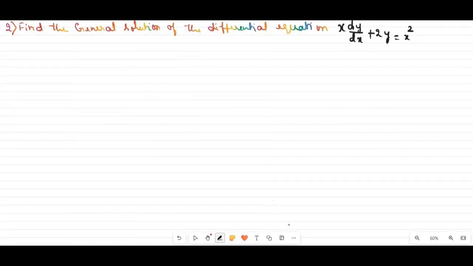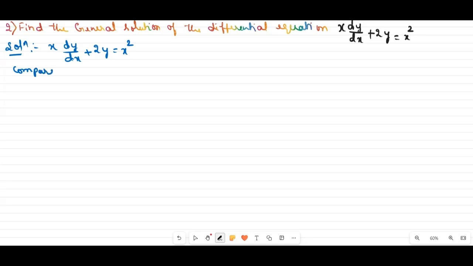Let us move to the second question. Find the general solution of the differential equation x into dy by dx plus 2y is equal to x square. Let us find the general solution. Even this is also a linear differential equation. So as you know already, we must compare this with the general linear equation. First, I will write down the problem: x into dy by dx plus 2y is equal to x square.